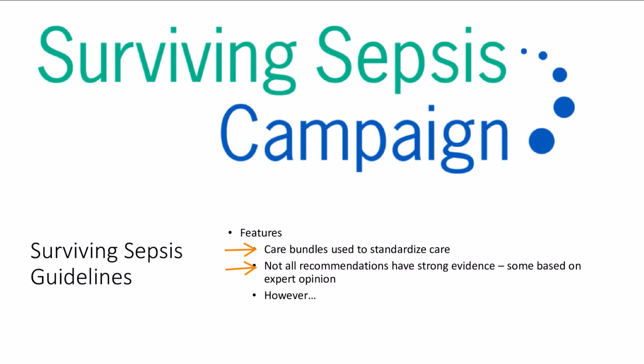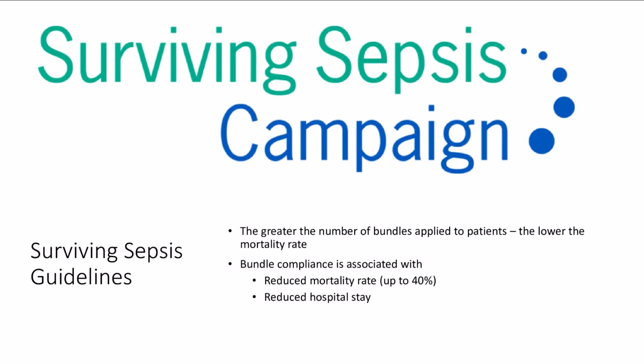However, having said that and recognized the faults in the system, the greater the number of the bundles that are included in the surviving sepsis guidelines are applied to the patient, the lower the mortality rate. This is great. This has been proven in scientific literature. Bundle compliance. So if you actually adhere to the 6-hour bundle and the 2-hour bundle and so on, mortality rate in people is reduced by up to 40%. 40% reduction in mortality rate.